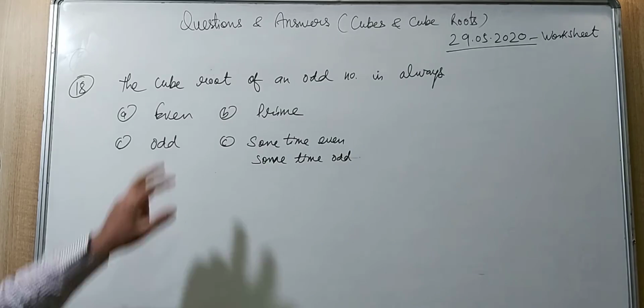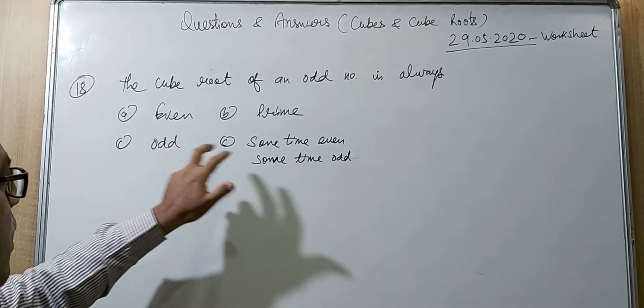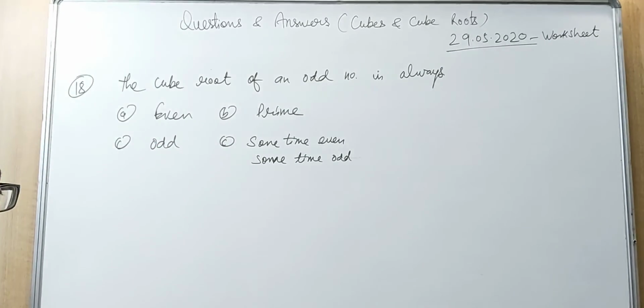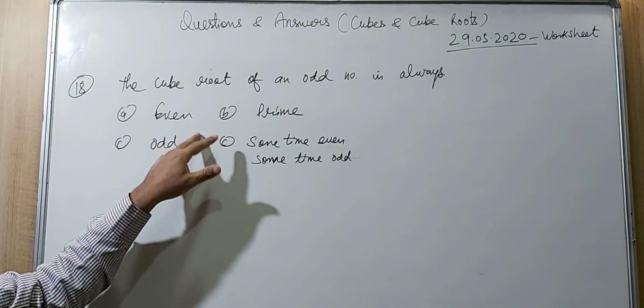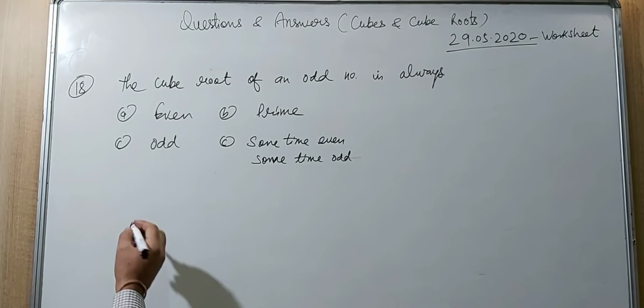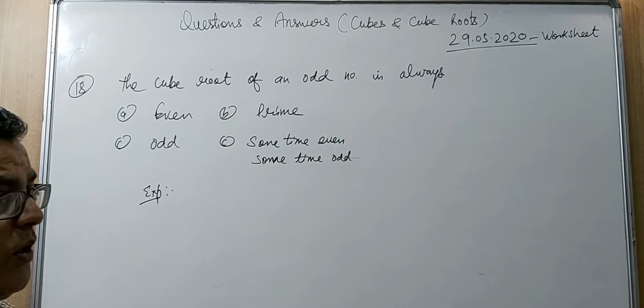One is correct. The cube root of an odd number is always even, prime, odd, or sometimes even, sometimes odd. One boy was asking this question, how we can know whether the cube root of an odd number will be even, odd, prime, or sometimes. So by taking examples, you can justify your answer.